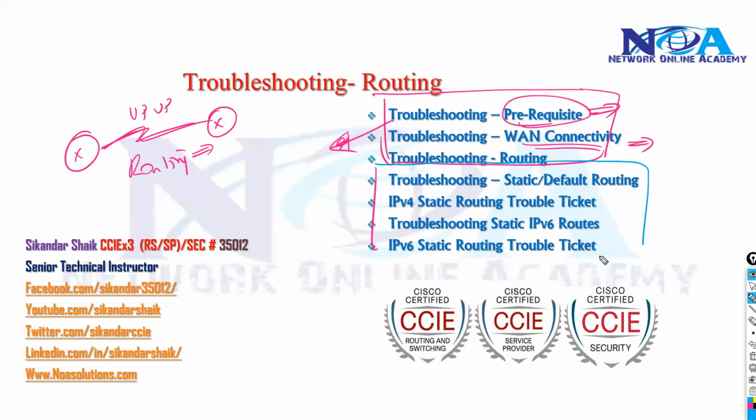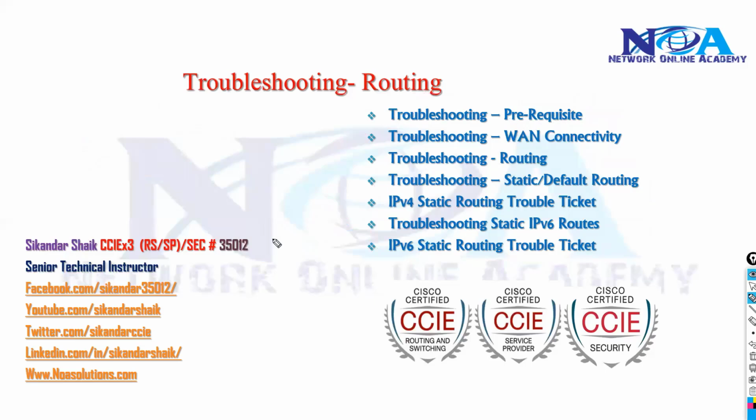So this is the section we are going to see. We'll try to understand how to troubleshoot if I'm using static default routes or any static routes in my network. In later sections, we'll also talk about how to troubleshoot OSPF, EIGRP and BGP protocols as we progress with the topics. So let's get started here.